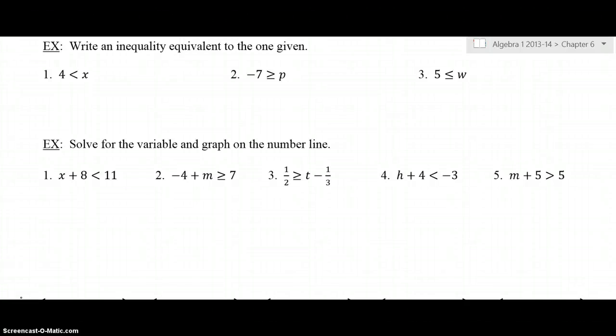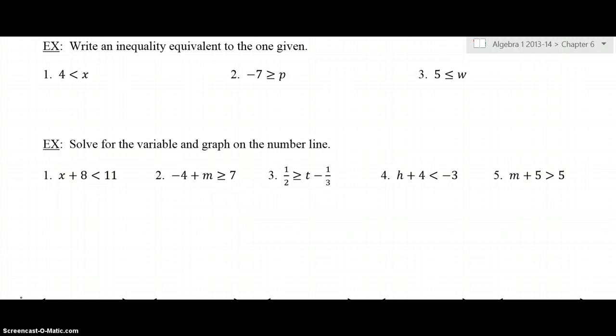Okay, so for this section, we are picking up from where the video notes that you watched yesterday after the test left off, so the top of your notes should already be filled in. So now it says, write an inequality equivalent to the one that's given.